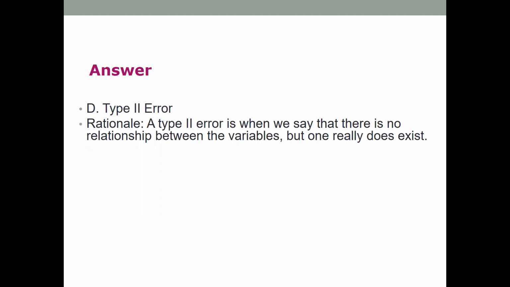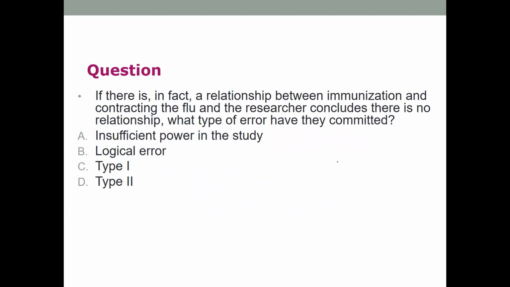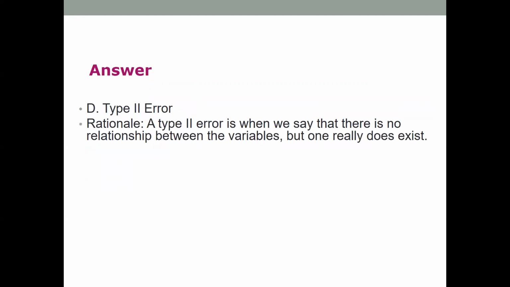So the answer is a type 2 error. And that's because a type 2 error is when we say that there's no relationship, but one does exist. So the researcher has concluded there's no relationship, but in reality, one actually does exist. So that's your type 2 error.